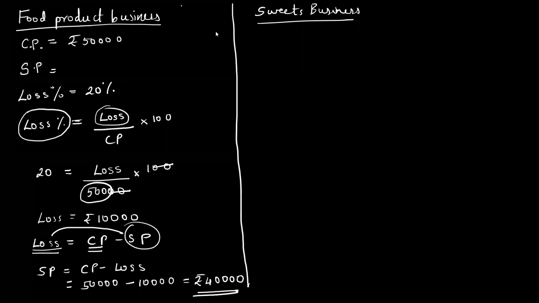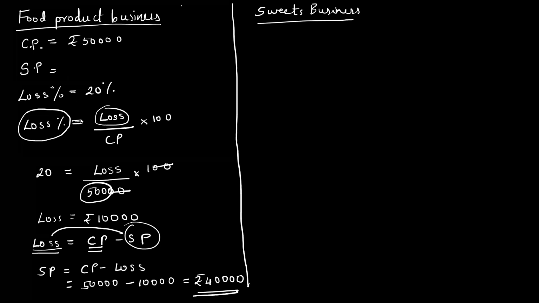Sumit borrowed a capital of rupees 50,000 to start his food product business. So the capital investment or the cost price in the food product business is rupees 50,000. In the first year, he suffered a loss of 20%. So loss percent is 20.